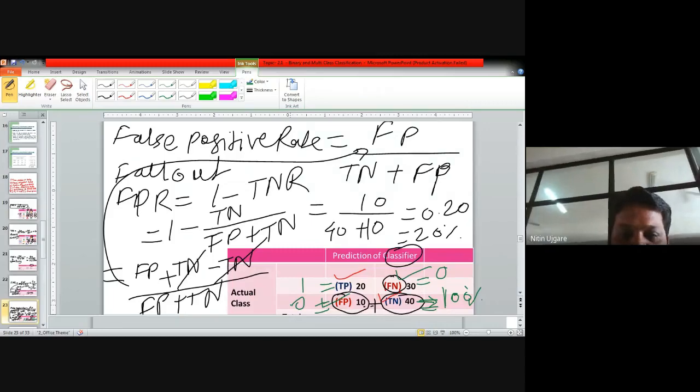Remember, ultimately our objective is to analyze the performance of the classifier, so this is very important. How do we analyze the performance of the classifier? Based on the values of TPR, TNR, FNR, and FPR. So TPR and TNR must ideally be close to 1, whereas false negative and false positive rates must ideally be close to 0. Okay, then we'll go to the next important concept.